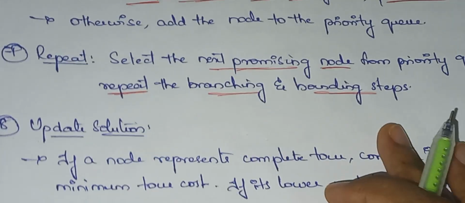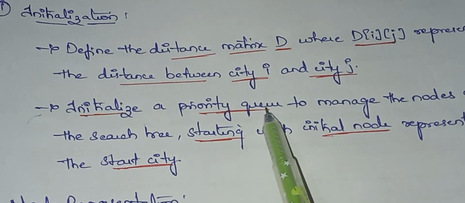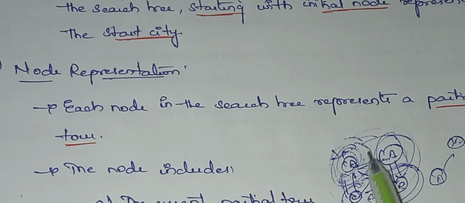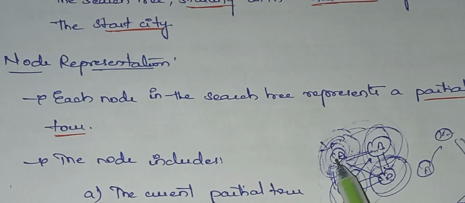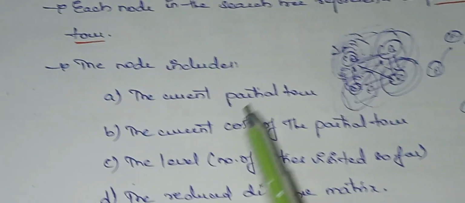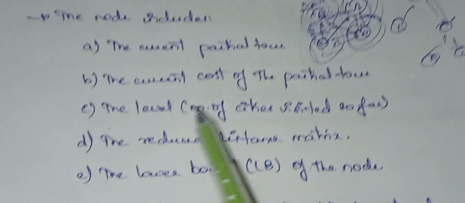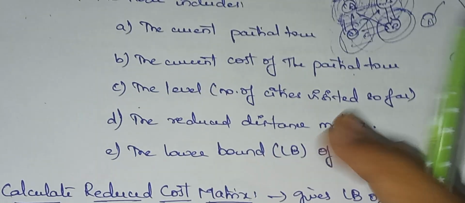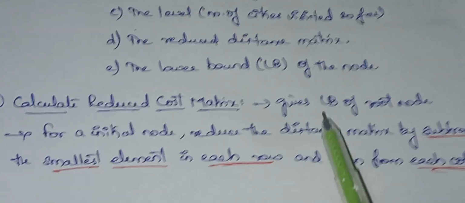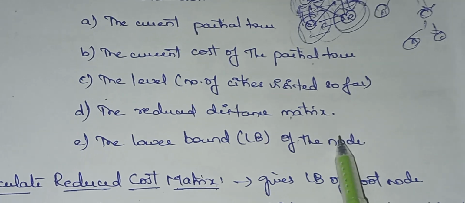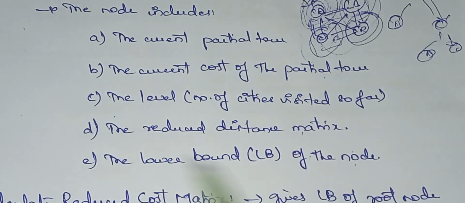So let us have a revision of these branch and bound steps. One is that you have to initialize a distance matrix and a priority queue. Next, node representation. There will be a starting node you will be starting the tour from, and you will be visiting every other city exactly once. Until the entire tour is completed, every tour is considered a partial tour. These nodes include the partial tour, the cost of the partial tour, the level, that is how many cities it has visited so far, and the reduced distance matrix. Reduced distance matrix is nothing but you subtract the smallest element from each row and each column. Next, you have to calculate the lower bound of each node.